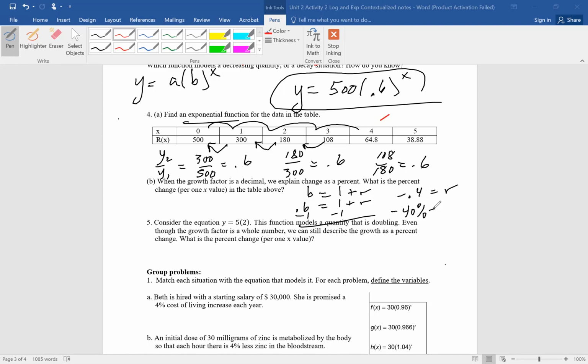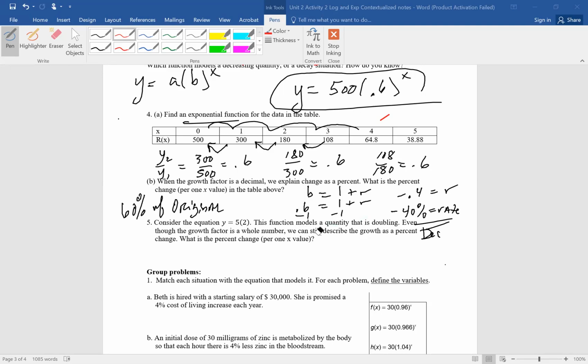or if I move the decimal, it's decreasing by 40%. I'm going to ask you that on the midterm or the final, probably both. So you're going to have to be able to figure out what's that percent change. I'm going down by 40% each time. Or you could say, I'm taking 60% of the original. Sorry, it's a little sloppy there. Okay, so let's do one more.